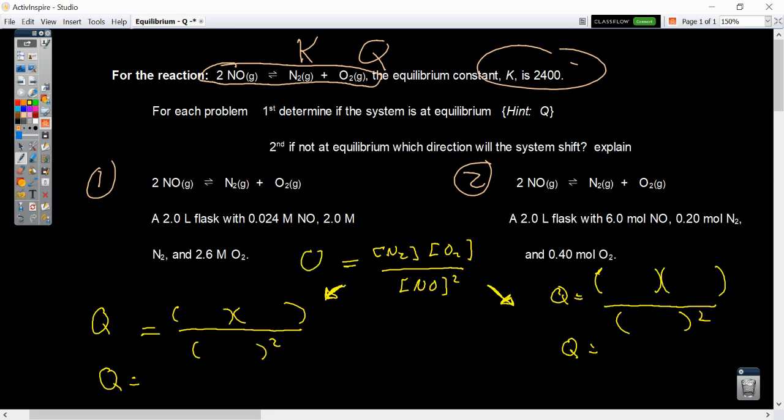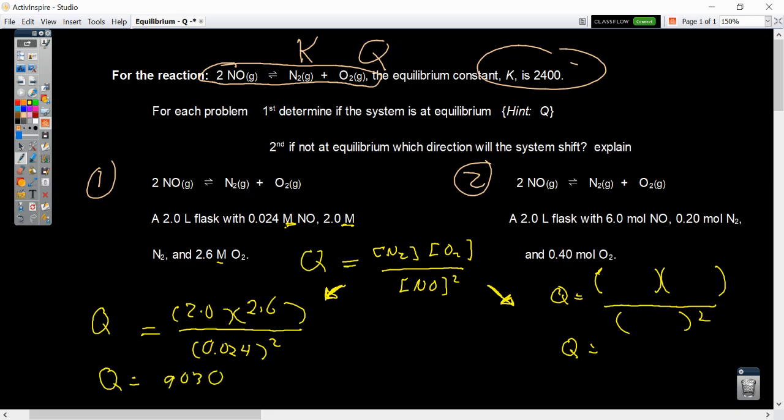And we're going to say Q because if we're not at equilibrium, we can't call it K. So Q is N2O2 over NO squared. Don't forget the square. So in number one, we're given molarities. I gave you molarities, so you can plug those numbers right in there. 0.024 for NO, 2.0 for N2, 2.6 for O2. Crank the math, you get 9,030. I know it's an extra sig fig.